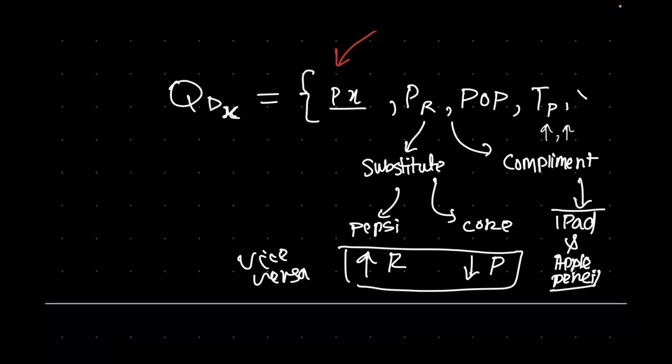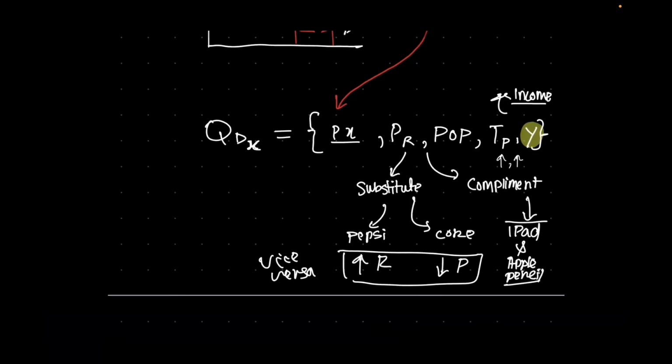And then the last non price factor that affects demand is labeled Y. Now, I want you to remember this label. So, this is commonly used in all of economics to label income. So, when the income of a person increases, his ability to buy goods and services increases.